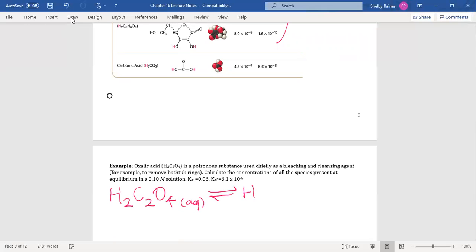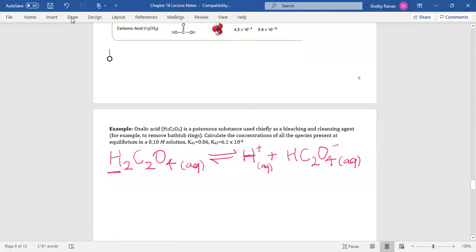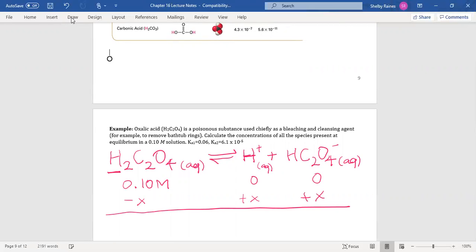I'm going to just take one hydrogen. These are my acidic hydrogens. So I'm going to leave the oxalic acid with one hydrogen. Okay, so we're told that it's 0.1 initially. So these are 0. And then we're going to do minus x plus x plus x. Bring all that down.